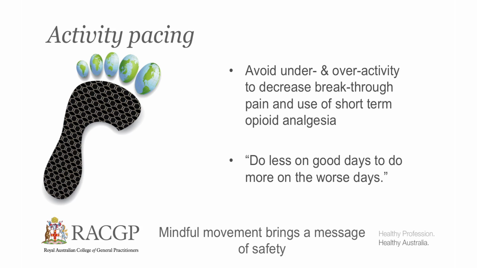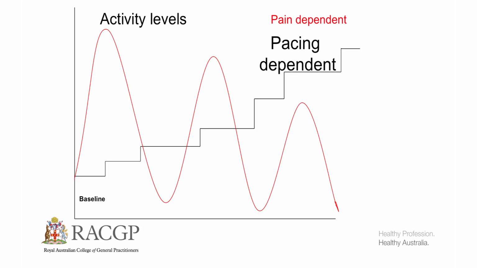So this is the idea of pacing activity, avoiding under or overdoing activity, and start with a small amount and build up. So this may mean that a person might need to, in the first instance, reduce their baseline activity and perhaps do less on their good days, and then gradually build up slowly. This next slide that follows illustrates that in a graphic way.